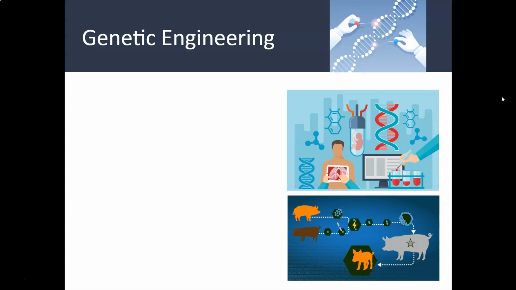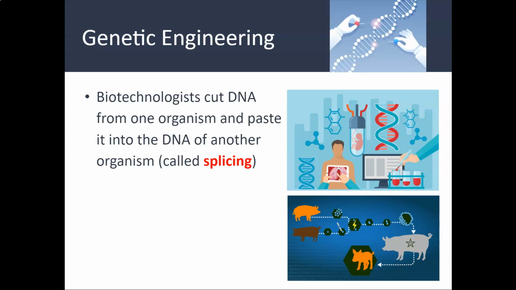So hopefully from that little bit of a video, you started to understand what genetic technologies and genetic engineering are. Genetic engineering is used to cut DNA from one organism and paste it into another. We call this process splicing.